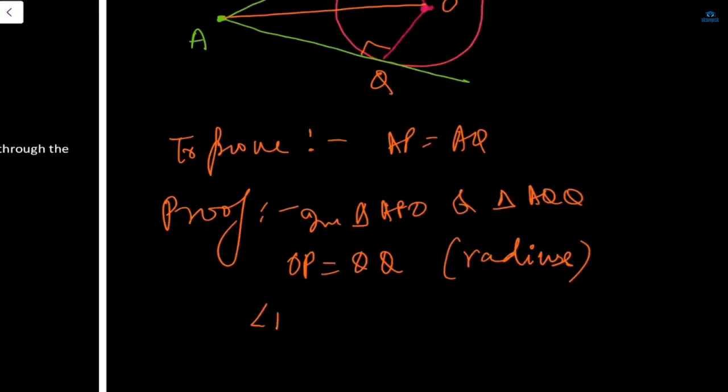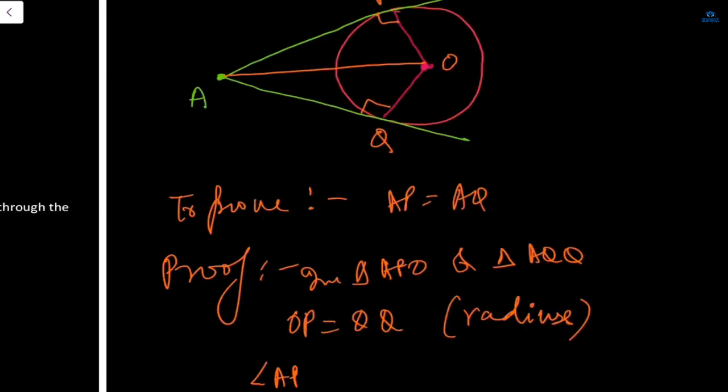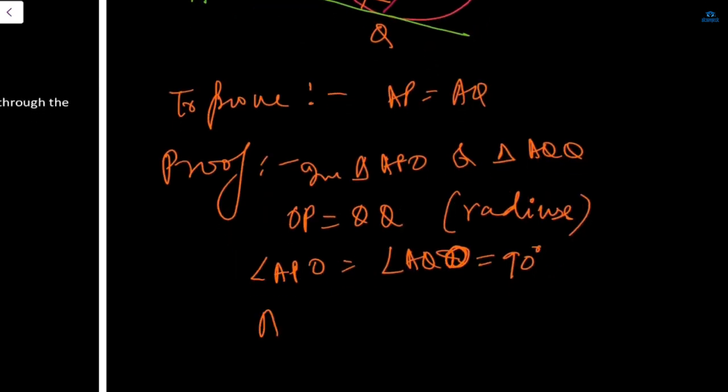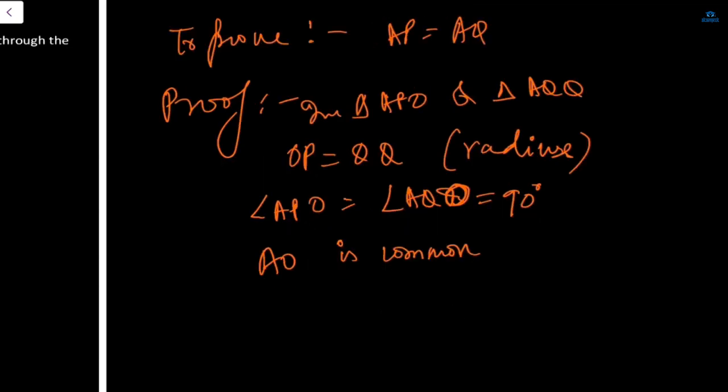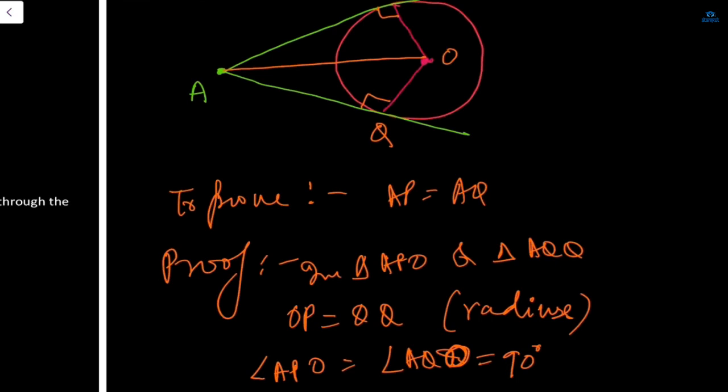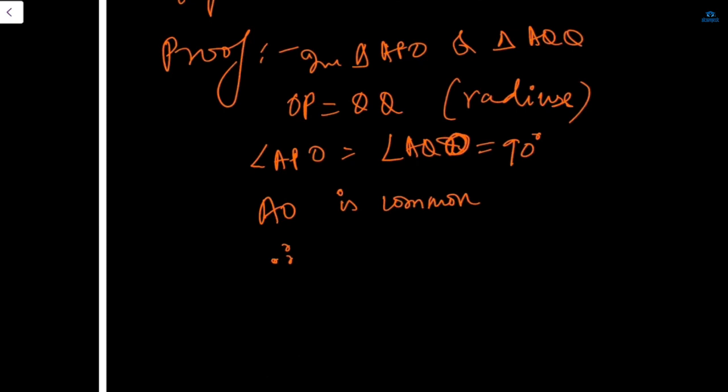Now angle APO is equal to angle AQO, which is equal to 90 degrees. How? You know, from the theorem. Now AO is common. So from RHS, because AO is the hypotenuse, and one side is equal and the angle is 90 degrees. So triangle APO is congruent to triangle AQO from RHS congruency.